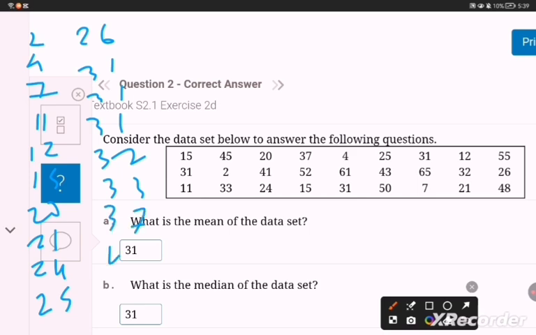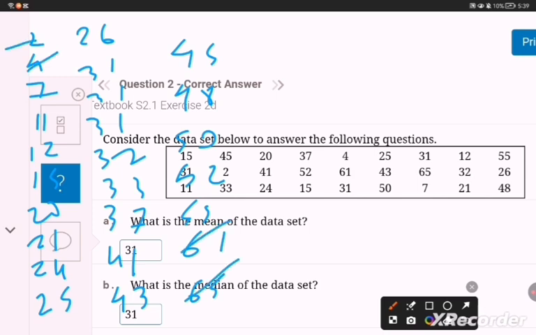37, 41, 43, 45, 48, 50, 52, 55, 61, and 65, and then just start canceling out from each side, okay? So you should get an answer of, okay, so I canceled 3 numbers. Okay, just make sure to do all this stuff quickly. And you should get an answer of 31.